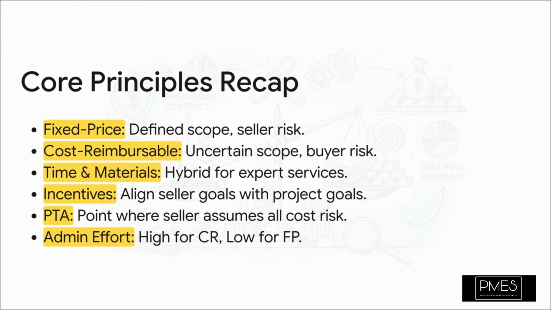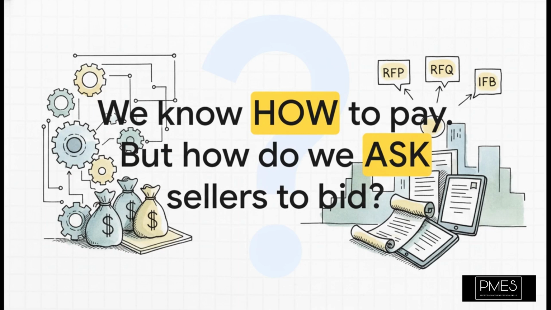Got it? Good. So we've totally mastered the financial models. We know how to allocate risk. We know how to determine payment. We know how we're going to pay. But that just leads to the next logical question, right? How do we actually go out to the market and tell potential sellers what we need in the first place?